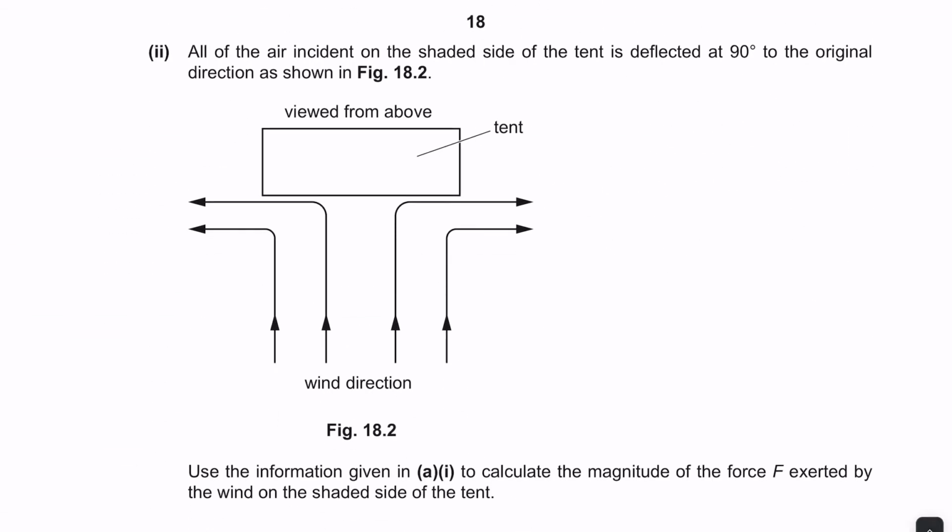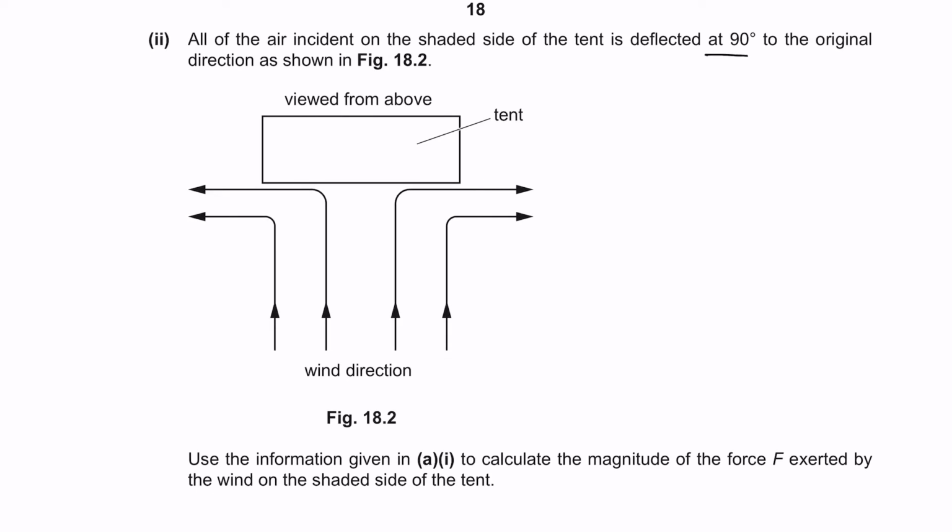Right, so for this part II, all of the air incident on the shaded side of the tent is deflected at 90 degrees to the original direction. Use the information given in part AI to calculate the magnitude of the force F exerted by the wind on the shaded side of the tent.